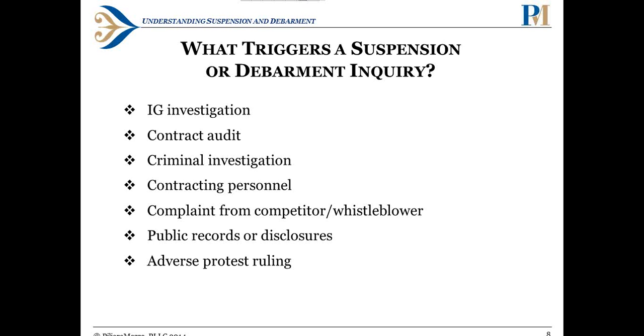It could be a complaint from a competitor or a whistleblower. We're seeing a lot more of that. Competitors want to send letters to the IG or to the SDO, which is the suspension and debarment official, complaining about their competitor, and those can lead to investigations and suspension and debarment actions. Public disclosures, and even, like I mentioned at the outset, adverse protest rulings. That's becoming more of an issue, particularly in the realm of the presumed loss rule that we're now living with.